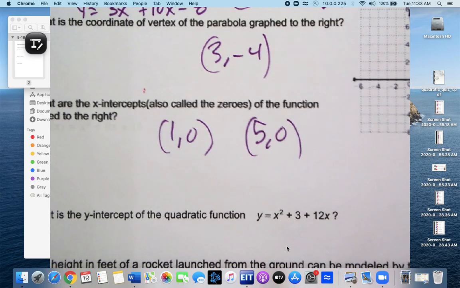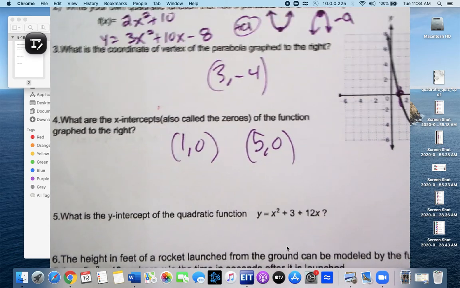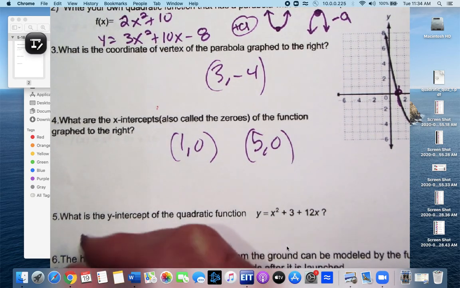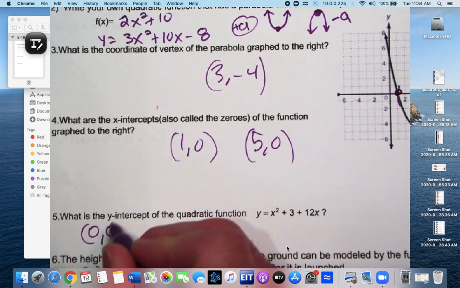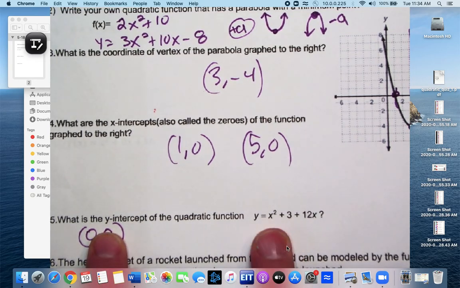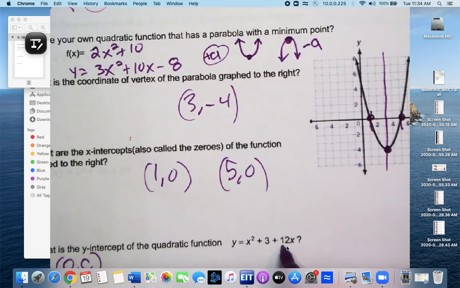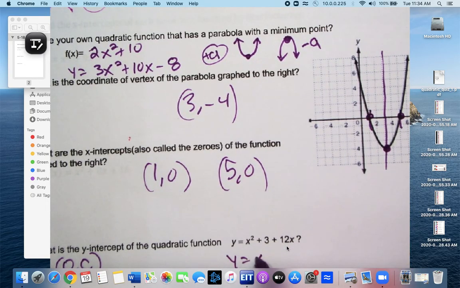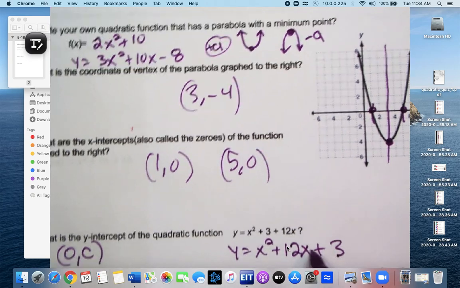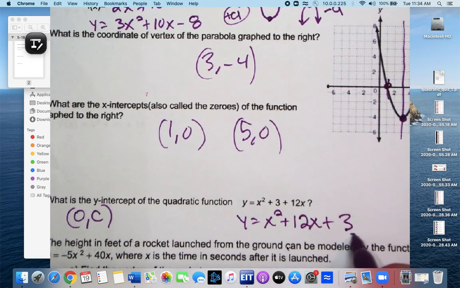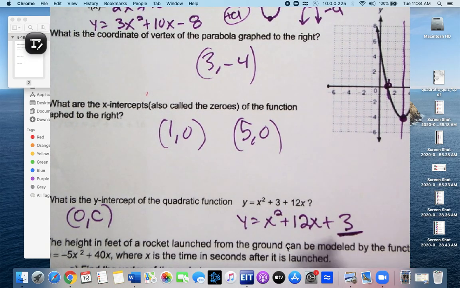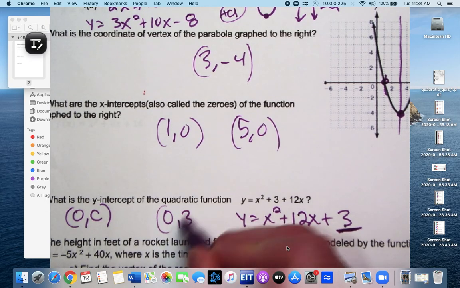Okay. Next one, what is the y-intercept of a quadratic function? Well, we had discovered it's the c value of a quadratic function. And here it is, the c. Well, what's the c value here? Well, it's not 12 because this isn't actually in y equals ax squared plus bx plus c form. Now it is, and you can see that. There it is. There's our c. It's 3. So our y-intercept is 0, 3.